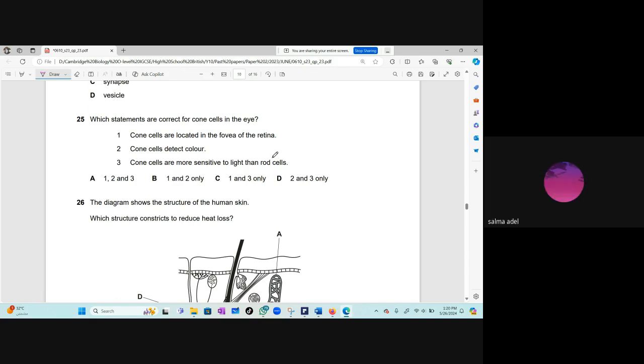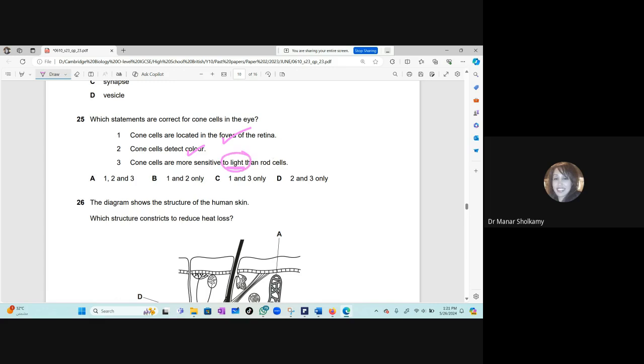A. No, it's B. Okay? Because they did not say which light. They're trying to confuse you. They said 3. 1 and 2, they are obviously correct. Cone cells are located in the fovea. Yes. Cone cells detect color. Yes. 3. Cone cells are more sensitive to light. Which light? Dim light or bright light?